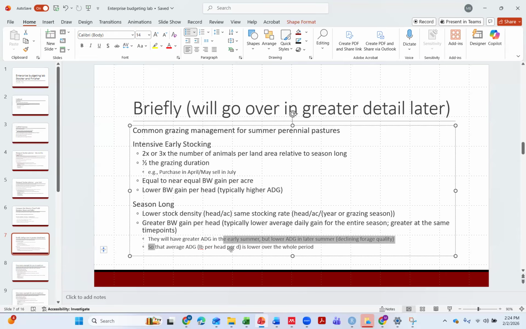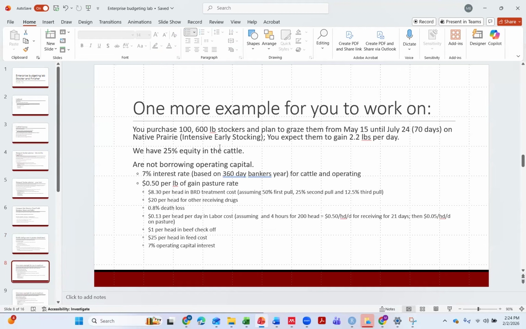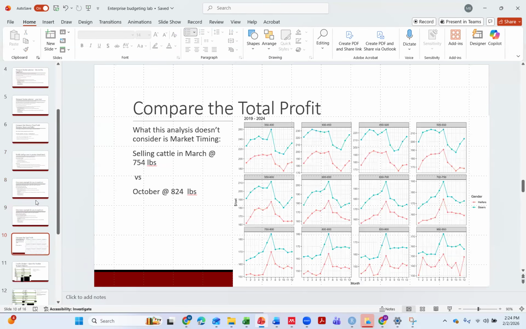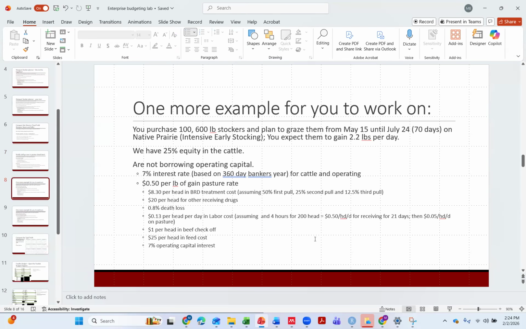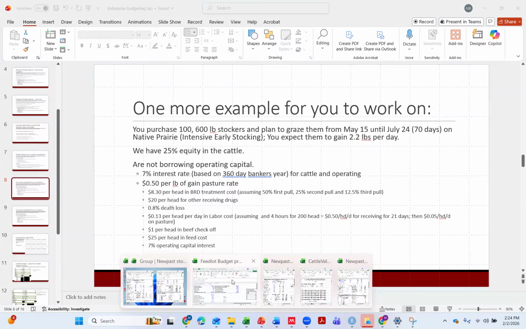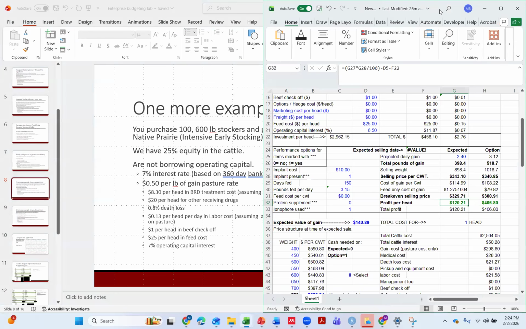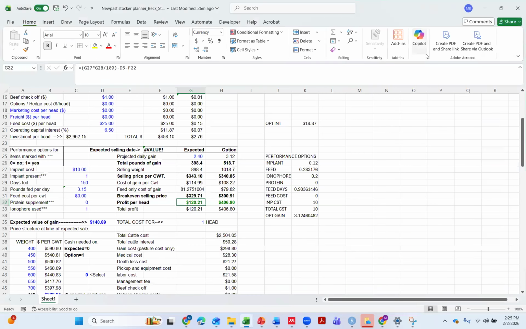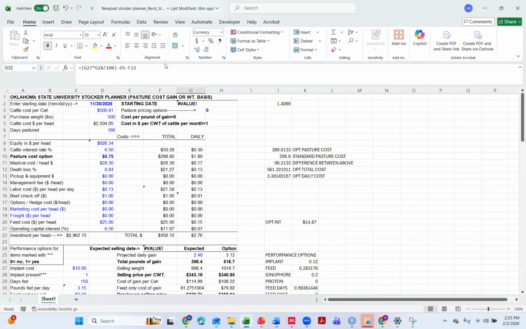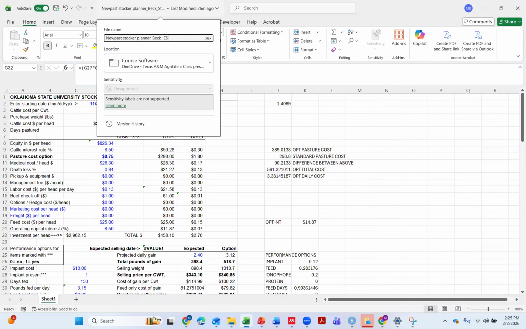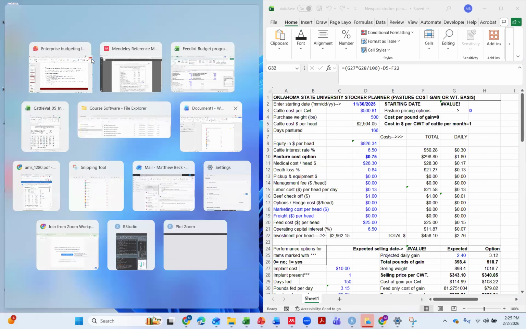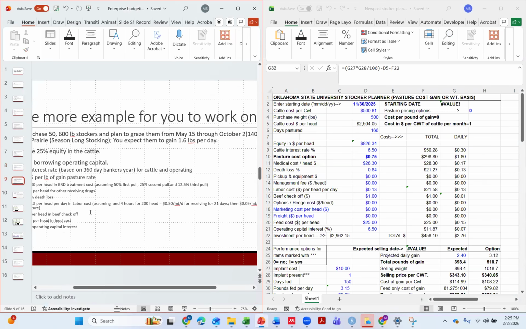All right. So we're going to go through this scenario. In fact, I want you guys to maybe play around with this. I'll do this one, and I'm going to have you guys do this other one. So I'm going to save a new one. Okay, this is intensive early stocking. I'm just going to say IES.